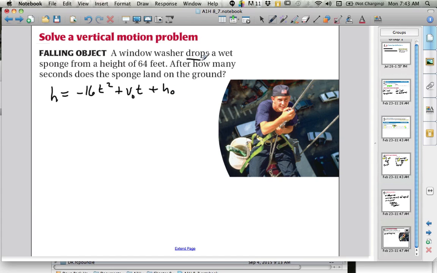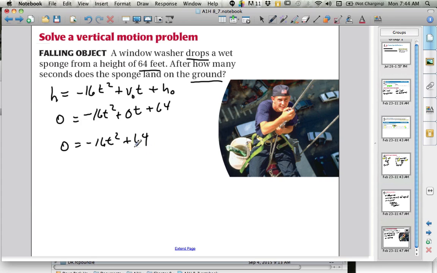Okay, he drops the wet sponge. That means that v sub 0 is 0. It has no speed, no initial velocity when he lets go of it and drops it. He's starting at a height of 64 feet. Gravity's still gravity. And we want to know after how many seconds does it land on the ground, right? On the ground means it's at height 0. So when I simplify this, I'll get -16t squared plus 64.